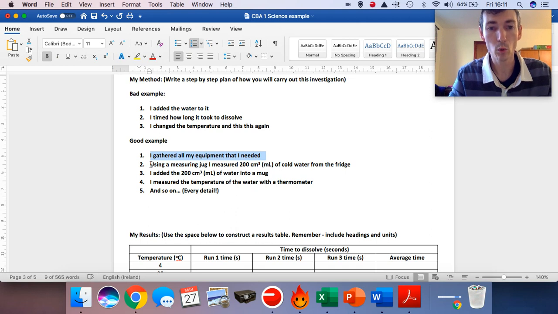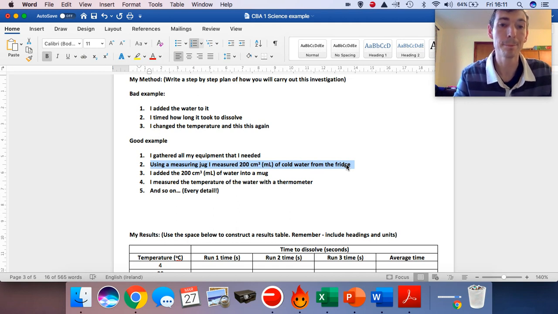And now you're saying what you did. Using a measuring jug, I measured, and you're telling me the volume, 200 centimeter cubed or 200 mil of cold water from the fridge. Or if you've got your thermometer, use that. I added the 200 centimeter cubed of water into a mug. I measured the temperature of the water with the thermometer, so every single detail is included here. And then you keep going on with that.